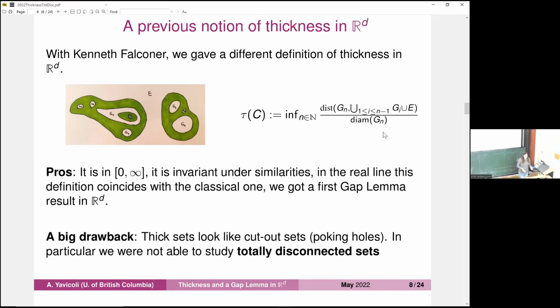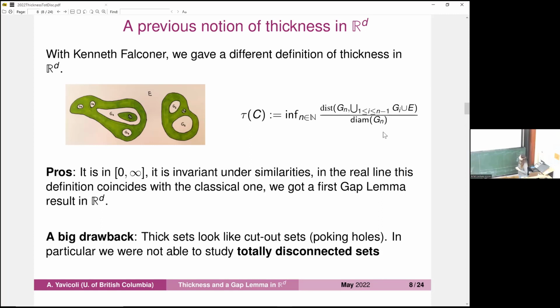And there are pros and there is a drawback. The pro is that this is a number in zero to infinity. It is invariant under similarities. And in the real line it is equal to Newhouse's thickness. And we also got the first Gap Lemma in R^D.